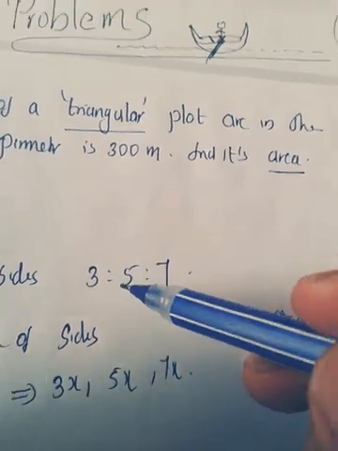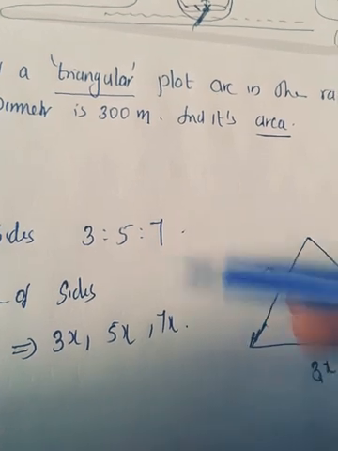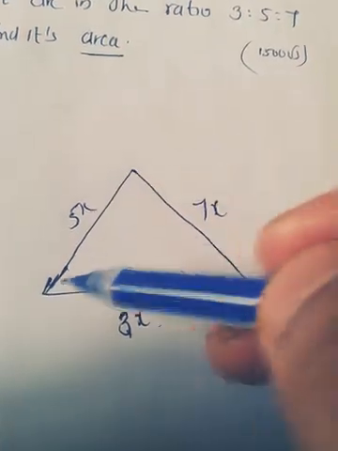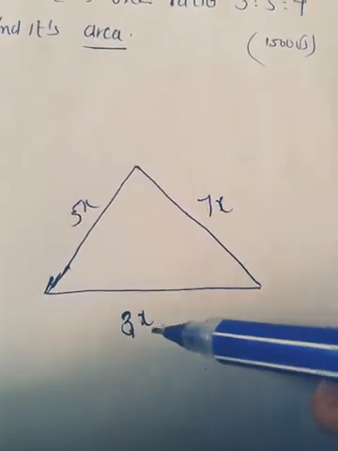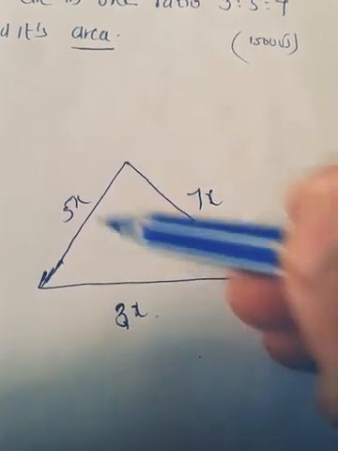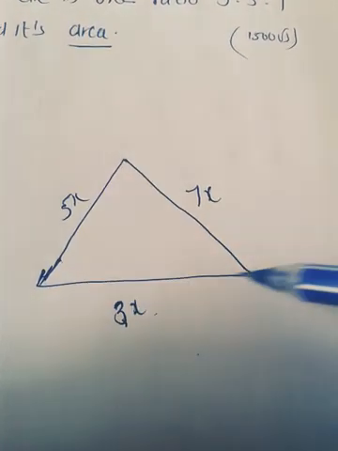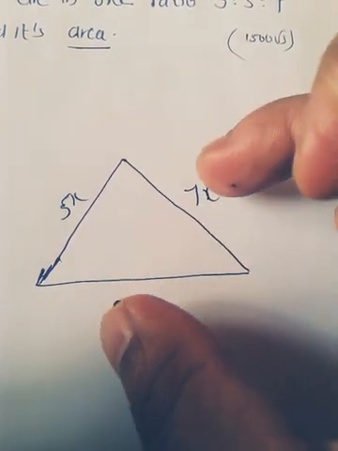So the first step is to convert the ratio into the length of the sides. So it becomes 3x, 5x, 7x. So we got the length of the three sides of the triangle in terms of x, that is 3x, 5x, 7x. Next step is to calculate the value of x. Then only we could find out the length as a proper number.